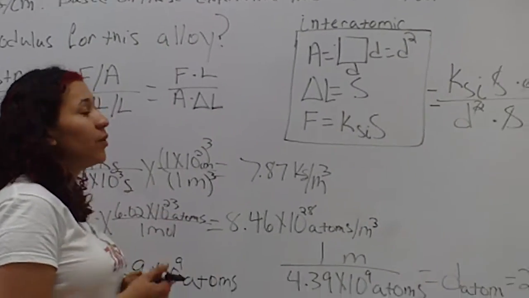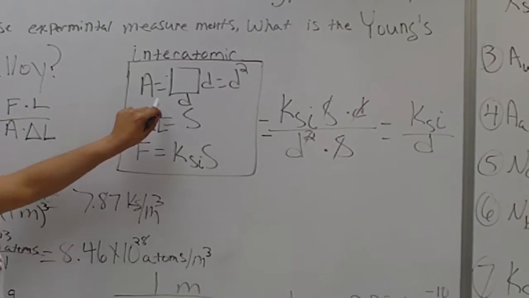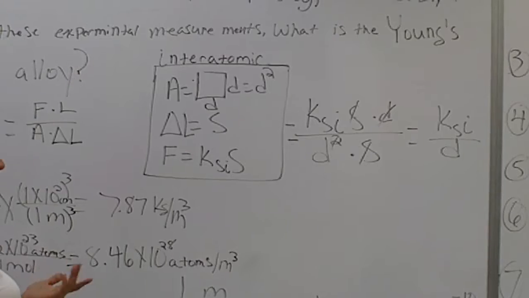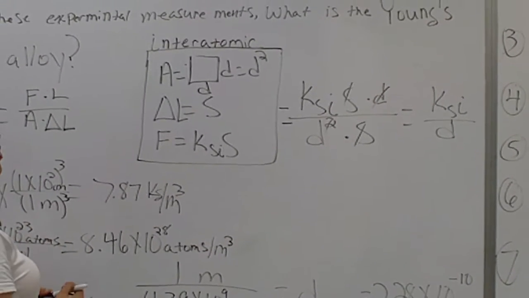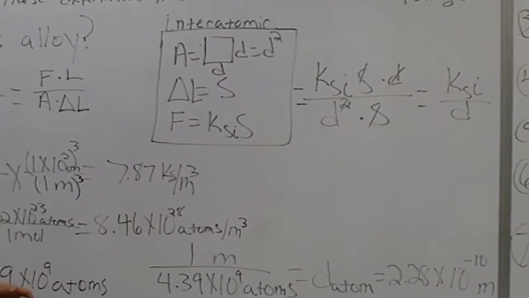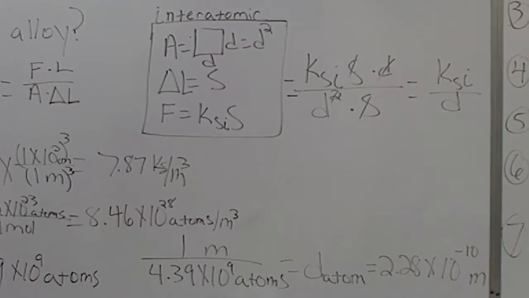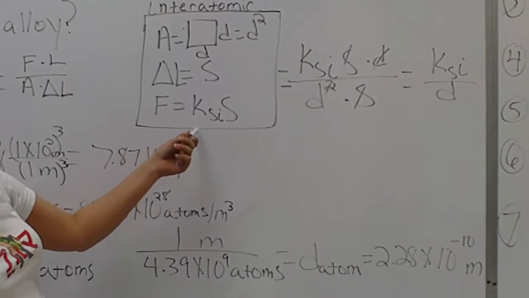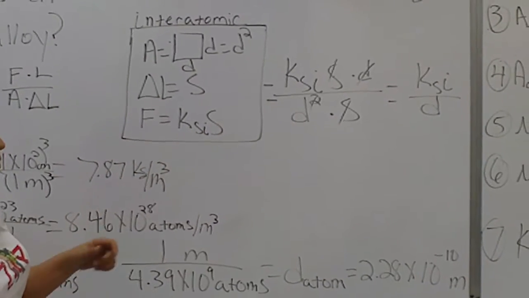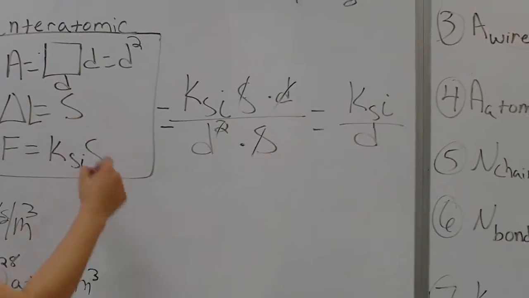Whenever you go into interatomic with the Young's modulus, you have to keep a few details in mind. Your area is going to be the cross-section of the wire. So it's virtually a lattice, therefore it's square. You have your diameter times your diameter, which gives you your diameter squared. Your change in L is essentially just how much the wire stretches. To calculate F, you're going to use the spring constant k times s. After you find that out, you're going to rewrite all the variables in these terms.